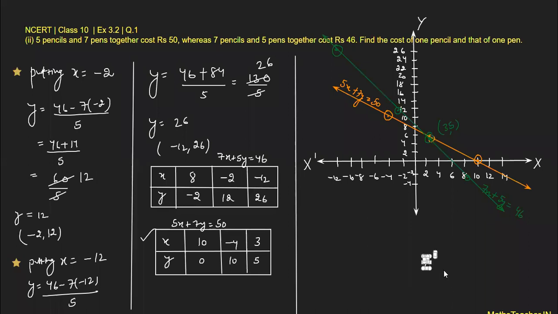So we can see that this should be the solution of these two equations. So we can say x equals 3 and y equals 5 is the solution of these two equations. But we should not forget that x and y should be the prices of the pencils and pen. So ultimately we have to write down, therefore, the cost of one pencil is rupees 3, the cost of one pen is rupees 5. So this is the solution.